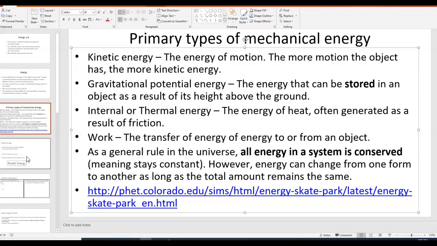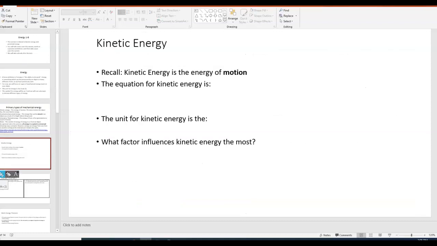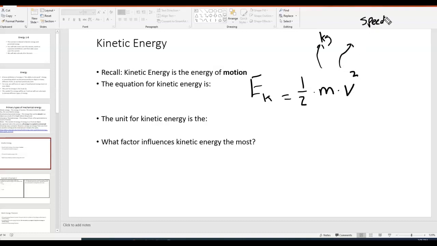Okay, so let's talk calculations. Now there is an equation for kinetic energy. Remember, kinetic energy is the energy of motion, and the equation for kinetic energy looks like this. We have EK for kinetic energy equals 1/2 times m, where m is the mass of the object. Remember, mass is measured in kilograms. Times v squared, where v is the speed, or if you prefer, the velocity of the object, how fast it's moving. So that is the equation for kinetic energy.